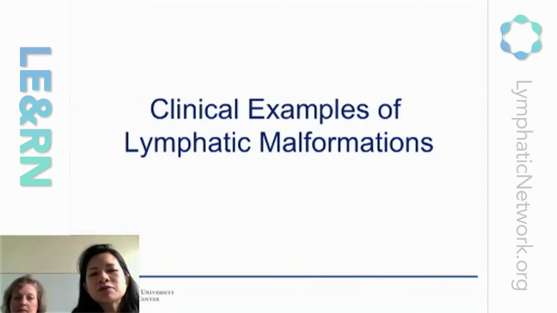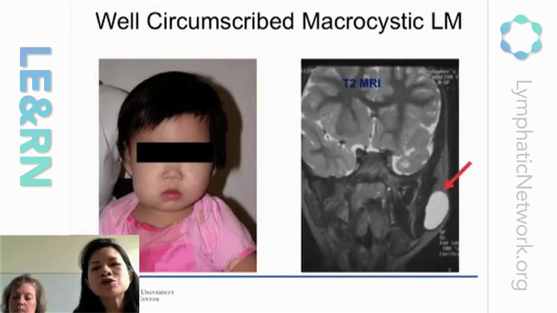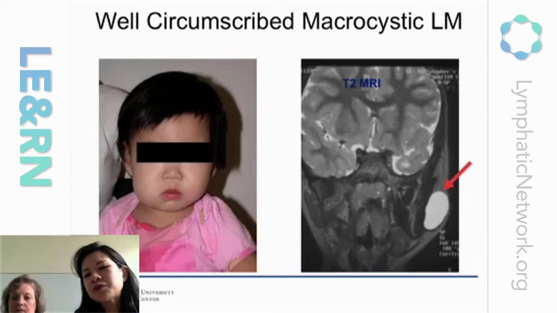And I want to show you some clinical examples of lymphatic malformations. So this is a well-circumscribed macrocystic LM. So you can see it's very subtle. The little child has a cheek that seems to be fuller than the other, and basically when you look at it and the red arrow on the MRI, you see a balloon that is a big cyst.